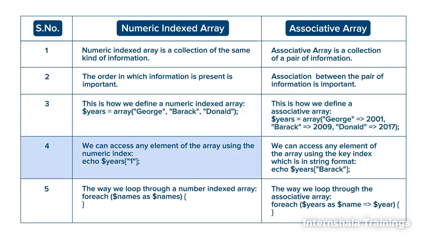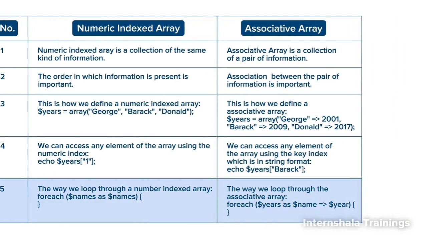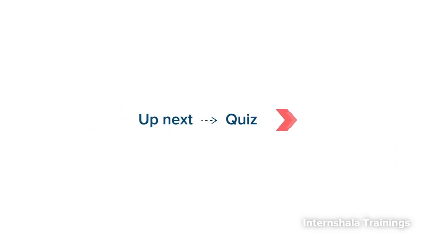In case of a numeric indexed array, we can access any element of the array using the numeric index. And for an associative array, we can access any element of the array using the key index, which is in string format. Lastly, the way we loop through a number indexed array and an associative array is different to each other. So that was all about arrays. Up next is a quiz.